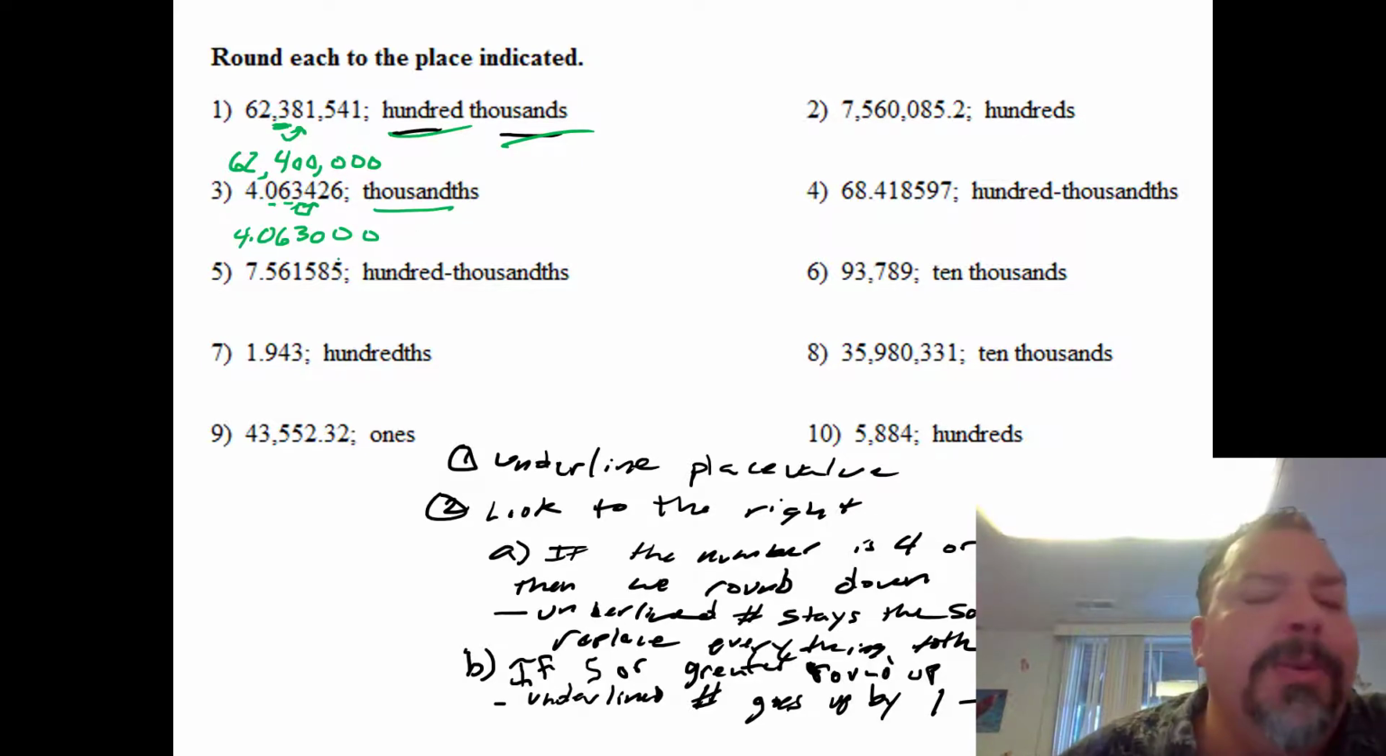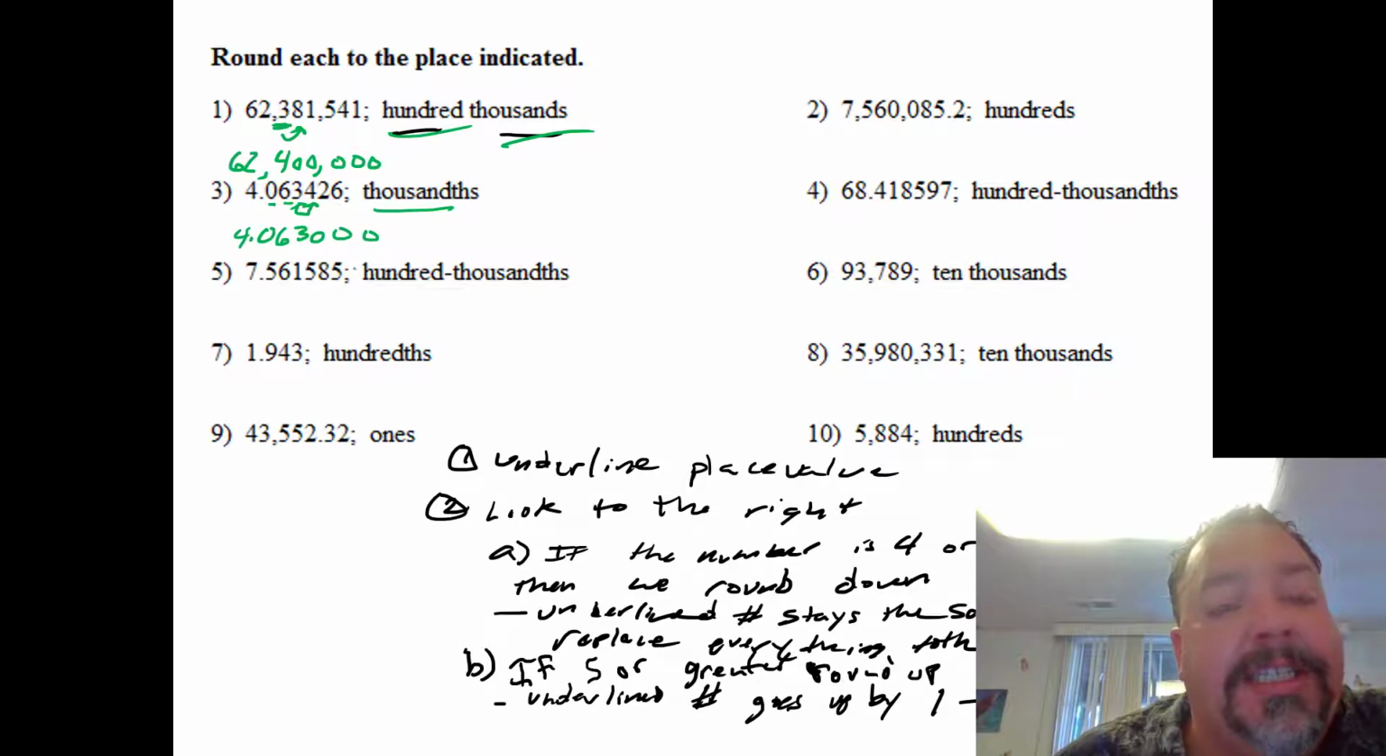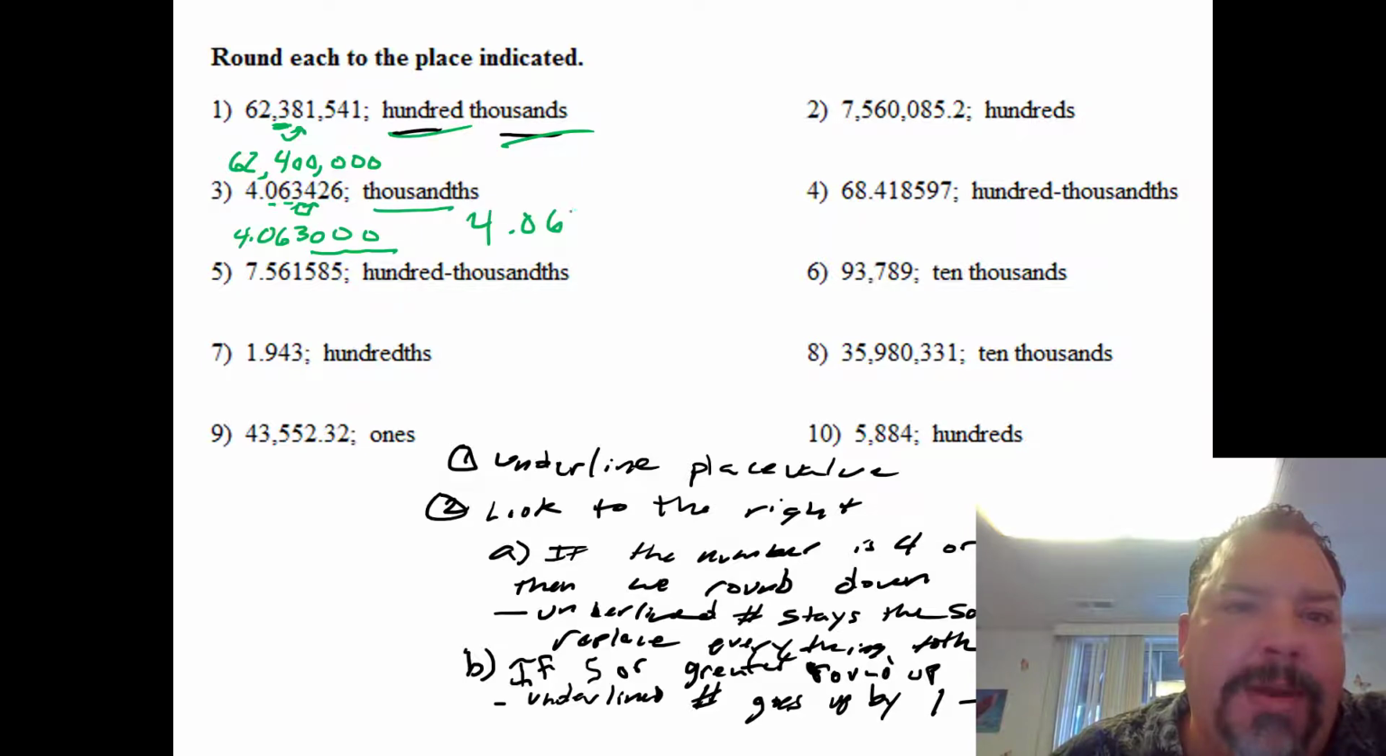So we can write it as 4.063000. Now, in this case, since these zeros are to the right of a decimal place, we call these trailing zeros, and they don't really add any extra value to our number. We can just take them off, and we could write this as 4.063. So either way that you write it, that would be correct. So there is our number rounded to the nearest thousandths.